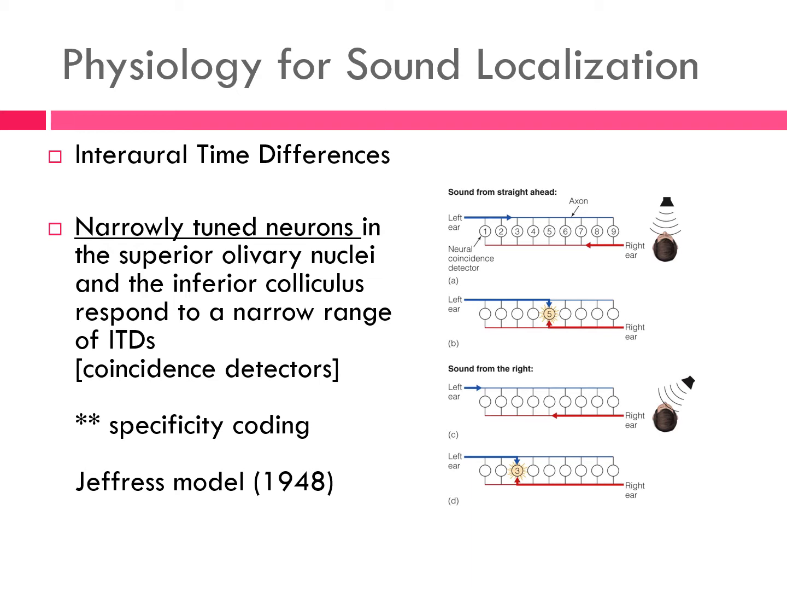What originally was proposed back in 1948 was the Jeffress model, which suggested that we have narrowly tuned neurons. These are neurons in the superior olivary nuclei and in the inferior colliculus that respond to a narrow range of interaural time differences. He talked about these as coincidence detectors, as his model was a kind of coincidence detector model. And you can see from the picture that this is really assuming specificity coding.